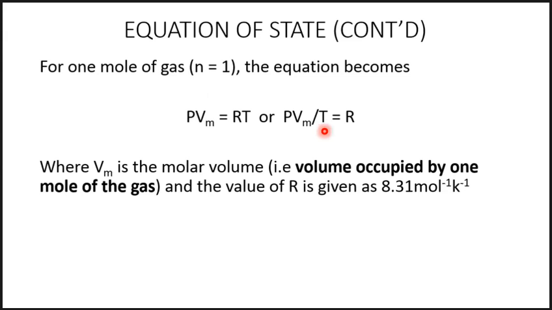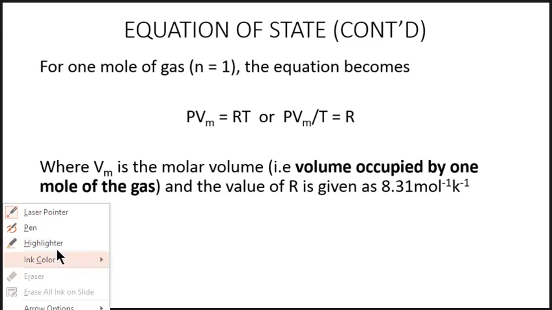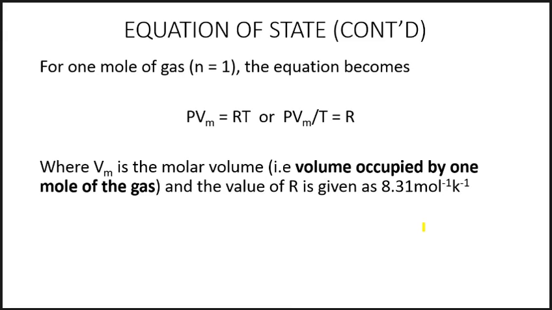Now the value of our R, which is the molar gas constant or the universal gas constant, is 8.31 joules per mole per Kelvin. You need to take note of that value. It's very important. That is the value of the molar gas constant. It doesn't change; it is just a constant value. So that is just for R.